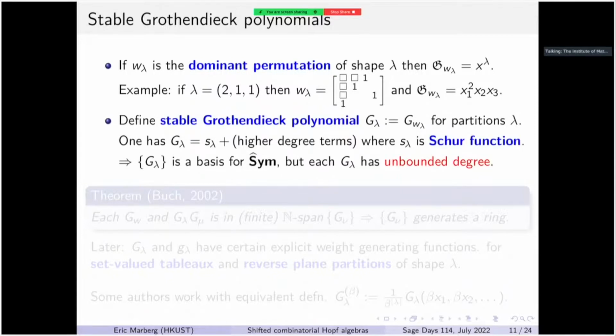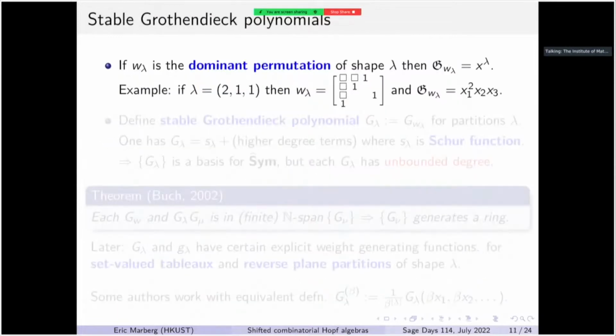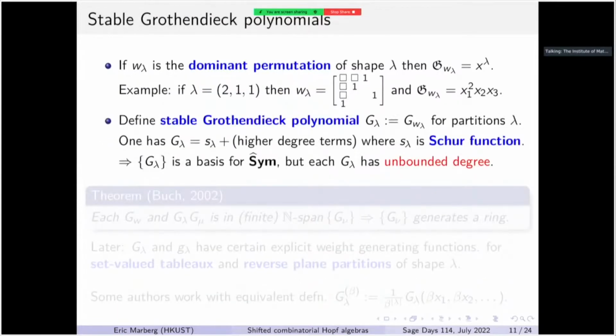And what we can do is define the stable Grothendieck polynomials as these limits that we saw on the previous slide. So this limit is for just the dominant permutation of shape lambda. It turns out that these are sufficient to span everything. G lambda is a Schur function plus some higher degree terms, which means that they're automatically a basis for these unbounded degree symmetric functions.